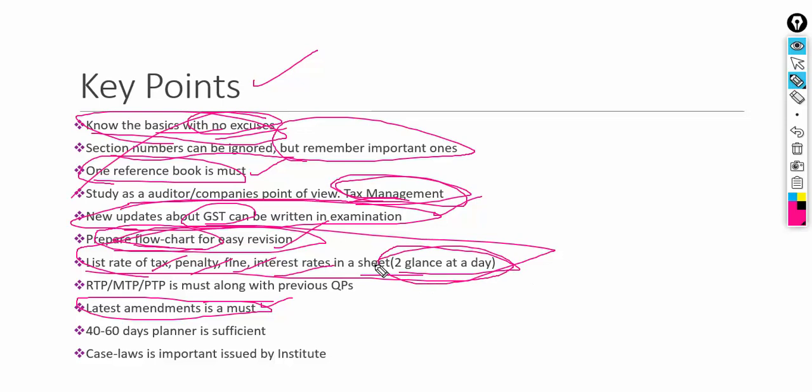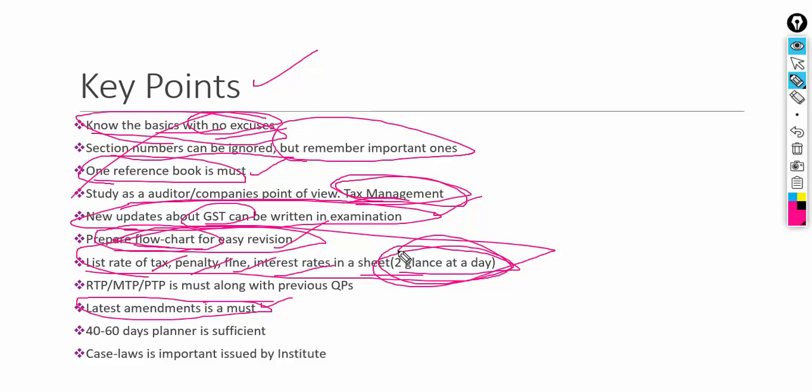Glance at it at least 2 times in a day. As already mentioned, 2 times in a day is very important for indirect taxation, because you should know what's happening in GST, and those things should be fixed in your mind without any doubt. For that, 2 glances a day is very much important.